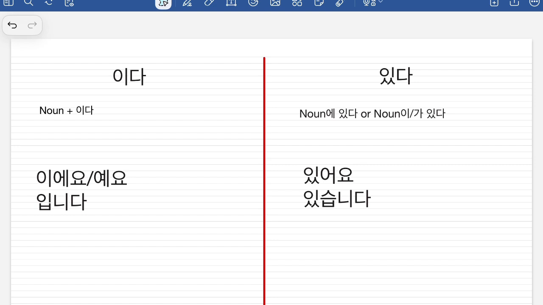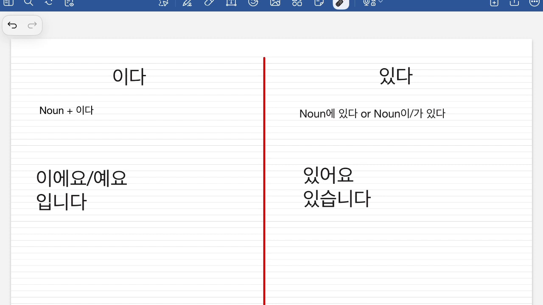But 이다 is a noun ending. This is attached to nouns in order to say "is" after a noun. So 이다 is an unconjugated ending. Something 이다. So for example, like this.